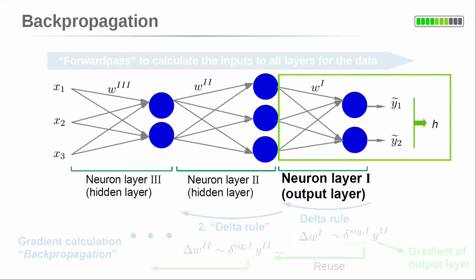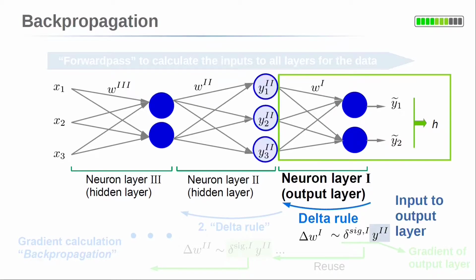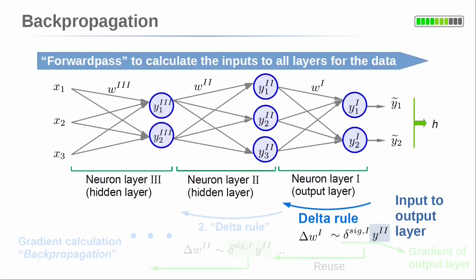The idea is to start on the right side with calculating the gradient components of the output layer. We already know how to perform the gradient calculation and the corresponding weight updates. We can use the delta rule of the previous section. To apply the delta rule, we need to calculate the input into this last layer of neurons. This can be easily done with a so-called forward pass.